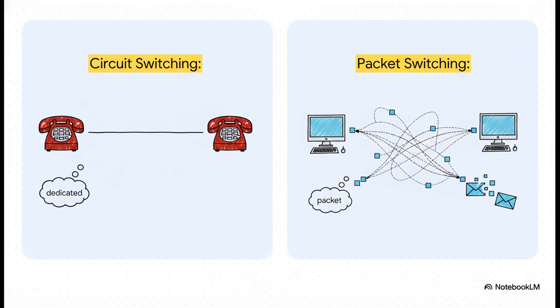Your message gets broken down into tiny parcels called packets. Each packet is sent out on its own and might even take a different route, like little delivery boys finding the fastest way. At the destination, they're all reassembled. It's so much more efficient. If one road is blocked, the packets just find another way.